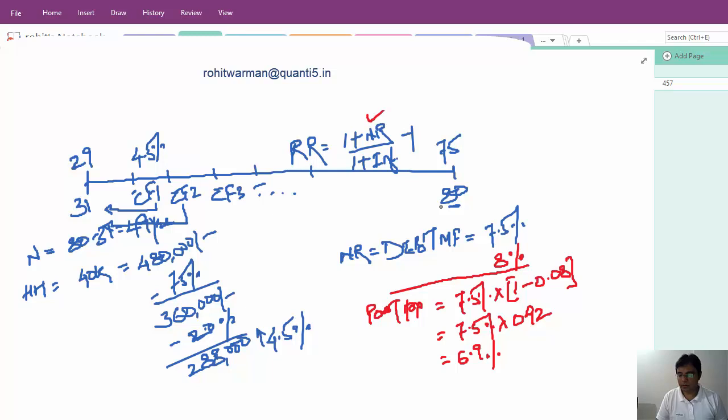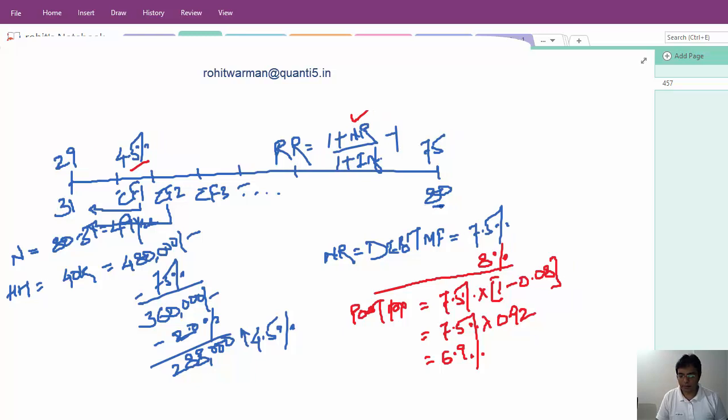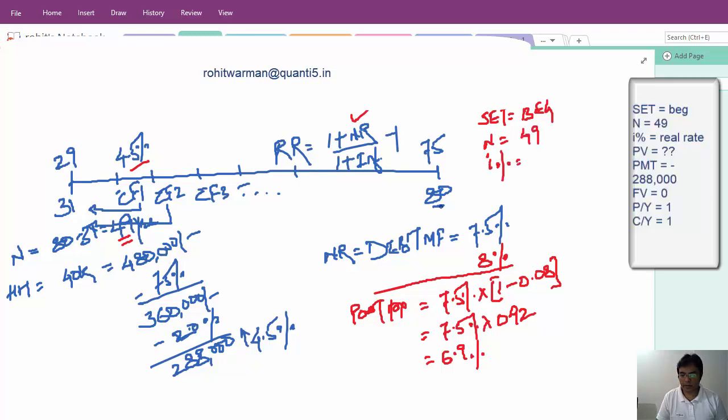And the inflation given is 4.5%. So on the calculator, we have to enter the parameters. You press the CMPD key, and the first parameter you get is set. Always remember, money is required in the beginning, so set has to be begin. Next is the number of periods, which in our case is 49 years. Next is the I%, and this is our real rate.